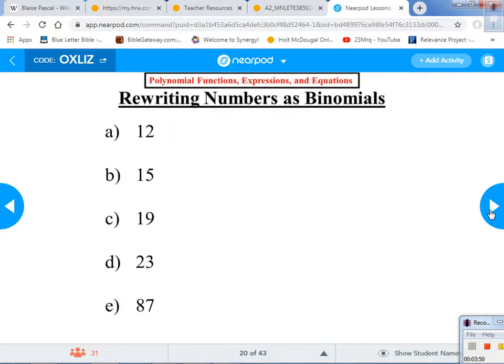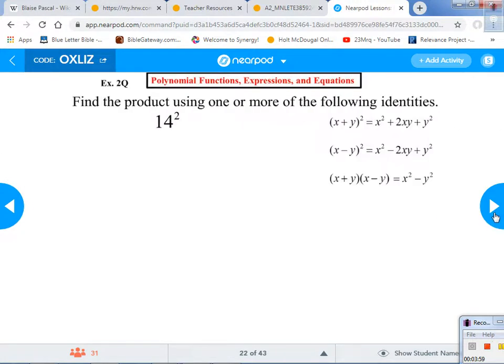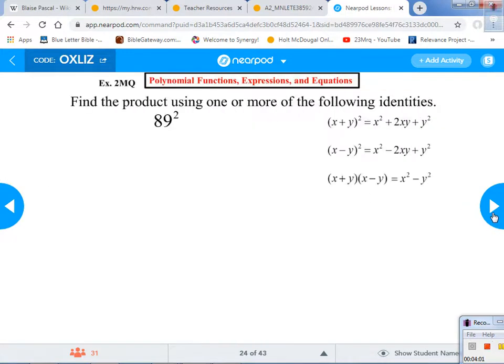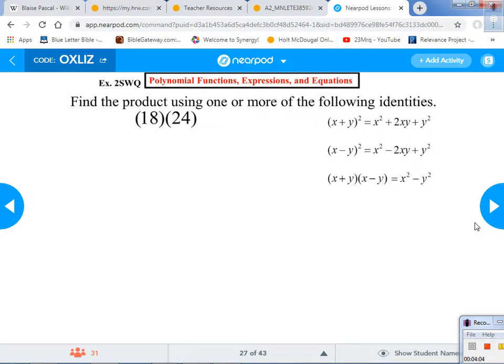From there, we moved on to rewriting numbers. Remember these? Writing them as binomials. And then we went into multiplication of those, rewriting them with identities. We got to that. Right? Okay.